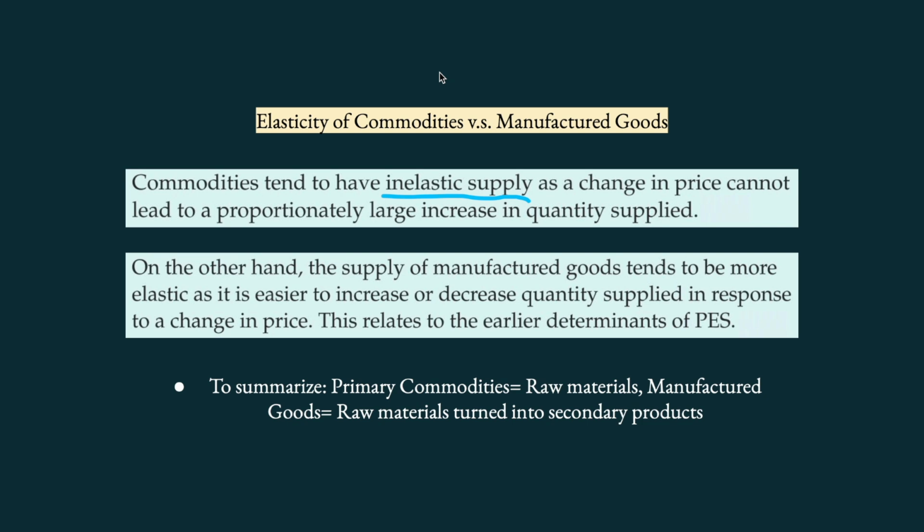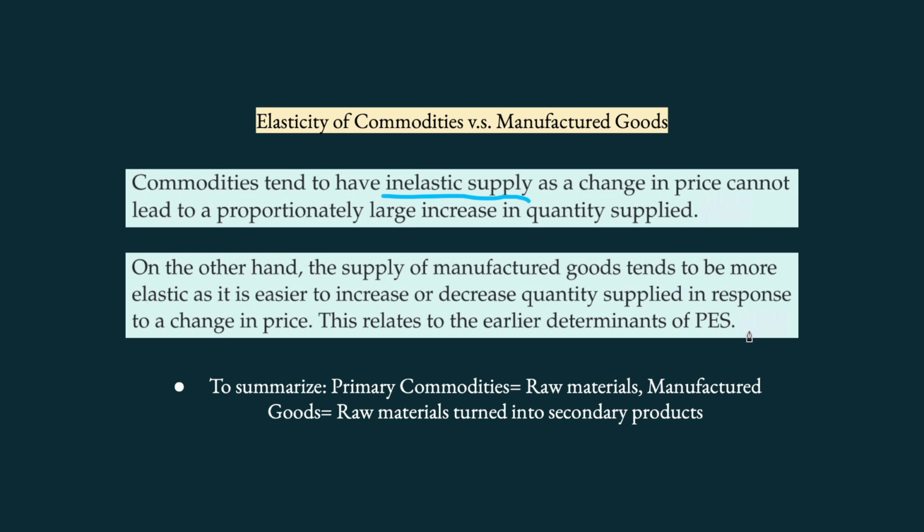Versus manufactured goods, where the supply tends to be more elastic, as it is easier to increase or decrease quantity supplied in response to a change in price. This relates to the earlier determinants of PES, and the reason is that they were all described and explained in the context of being about manufactured goods.